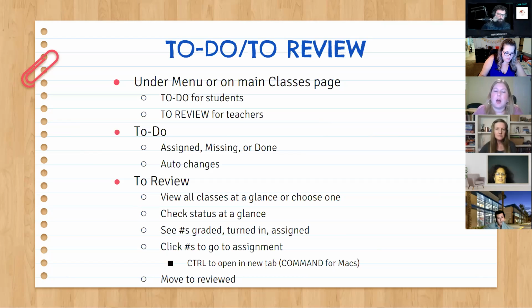And this is automatically changed. So if I have something assigned to me as a student and I turn it in, it's automatically going to move to the done column. If I have something assigned to me as a student that's due today and I don't do it tomorrow, it will automatically be listed under missing. As a student, you don't make any changes to that. It just automatically changes.